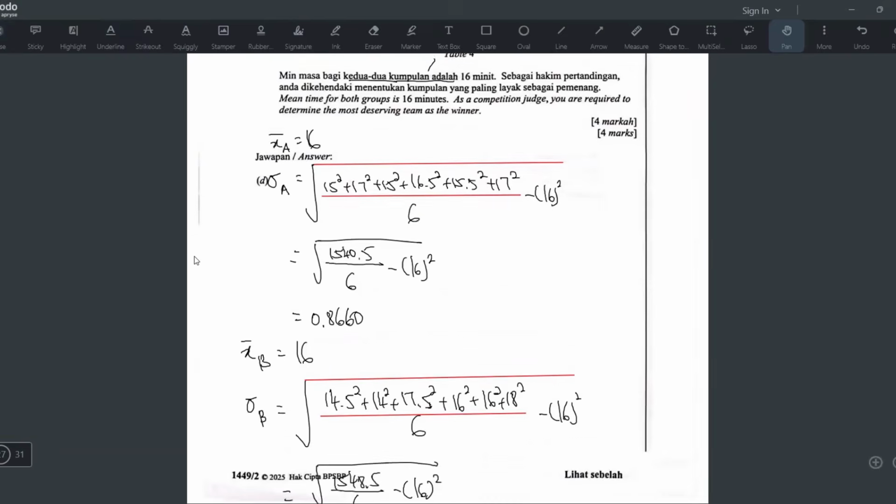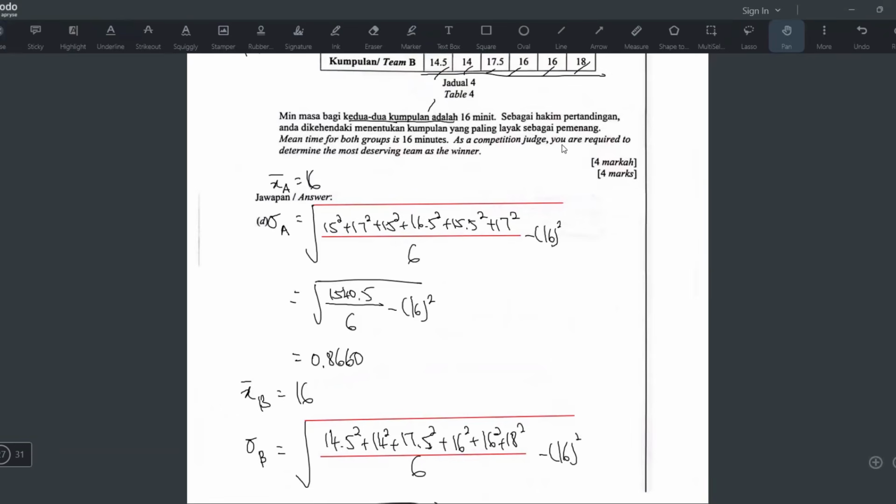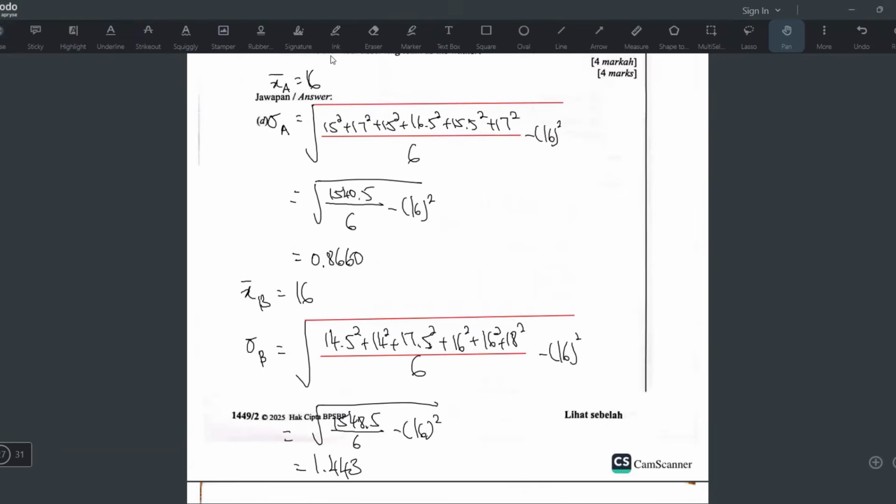Now we can answer the question. As a competition judge, determine the most deserving team as the winner. So who's the most deserving team? Team A. I'll write my final answer here: Team A.